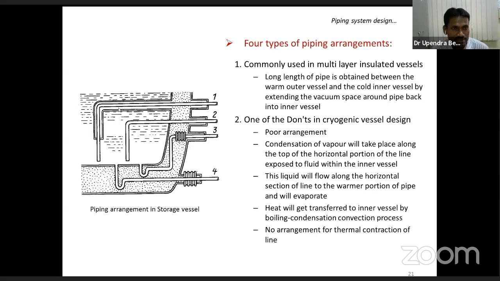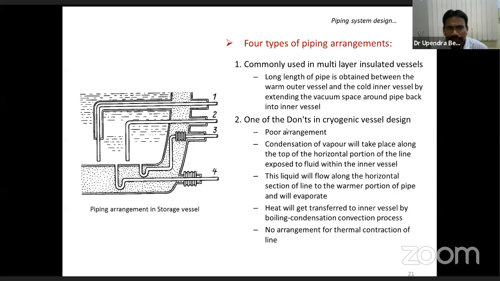Then let us discuss the different types of piping arrangement, and this is showing a commonly used multi-layer insulated vessel. This is a common type of piping system for filling or draining liquid nitrogen, but a certain long length of pipe is obtained between the warm outer vessel and the cold inner vessel by extending the vacuum space. And this is the vacuum space which extends from the outside here to almost the end of the pipe. But this is not that preferred because you need other arrangements like a fill and drain line, and maintenance also is very difficult.